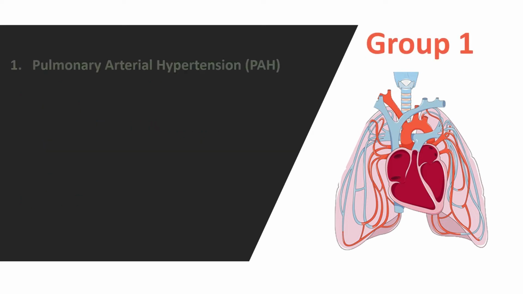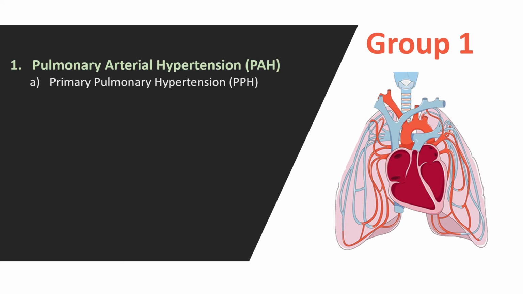Pulmonary arterial hypertension is Group 1. It can be primary pulmonary hypertension for which there is no cause found, and it can be sporadic and familial. Primary pulmonary hypertension is a rare but important disease that predominantly affects women aged between 20 and 30 years.